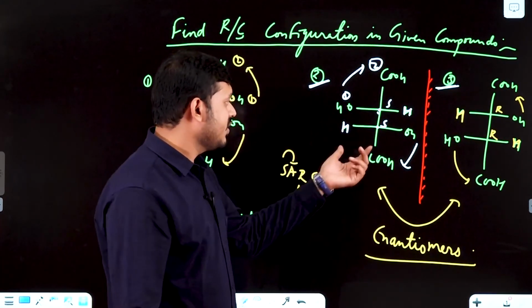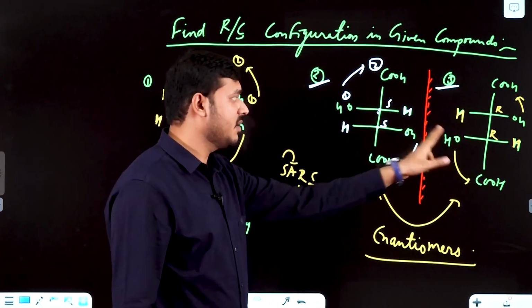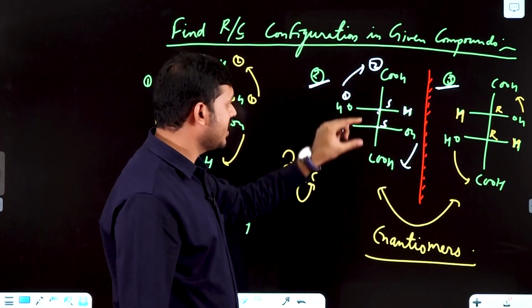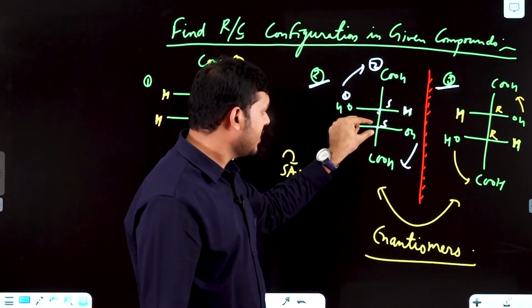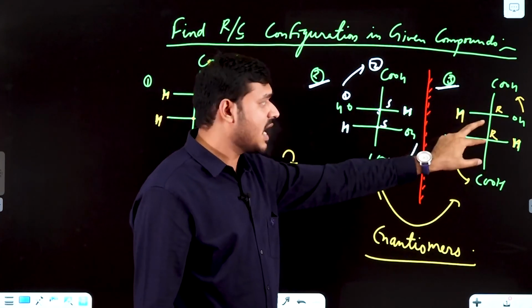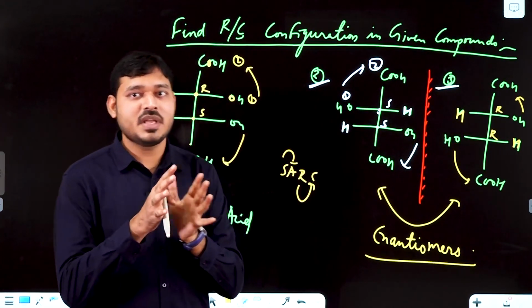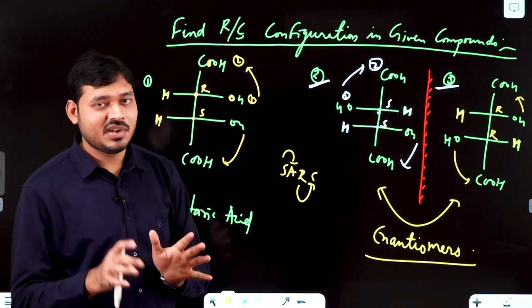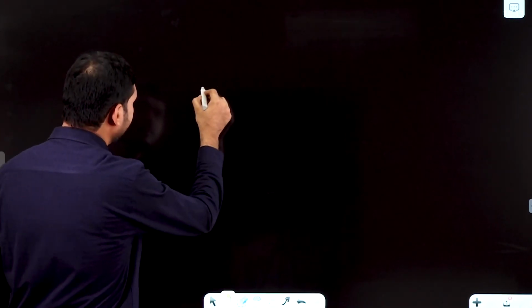Why? Because as you know, this tartaric acid is optically active, this is also optically active, mirror image relationship. Now you can observe this S configuration after mirror image converts to R, and here also S converts to R. Means R will convert to S and S will convert to R when it is having mirror image relationship. Clear? Now we can check from one of the examples. So let's take the last example.